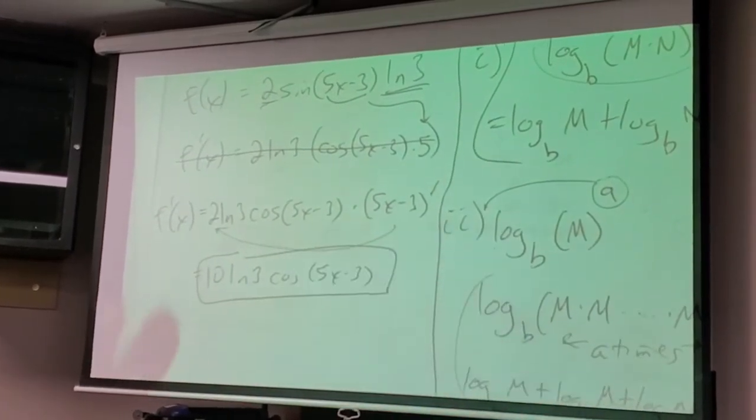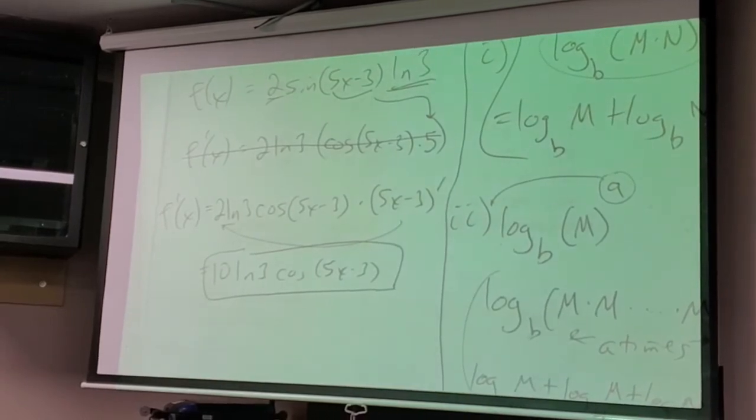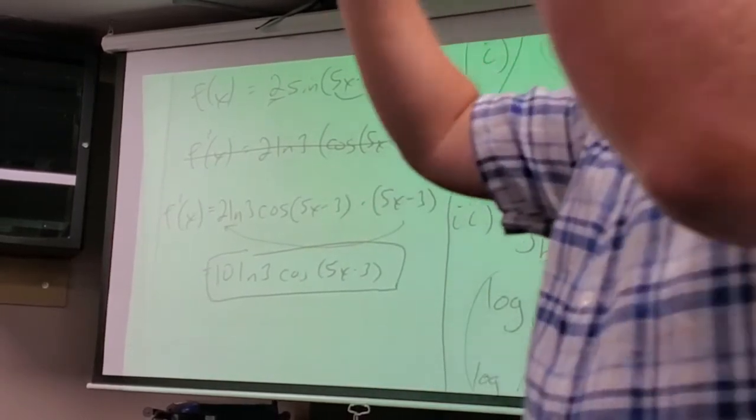So dear God, if I give you a log problem, a natural log or whatever, if there's any simplification, yeah, do it.